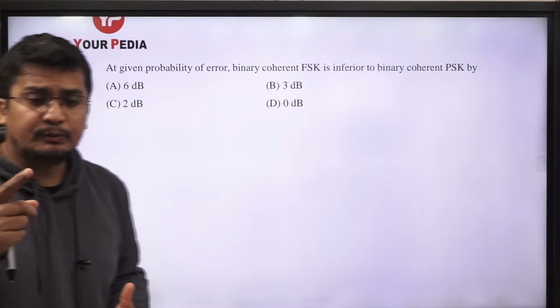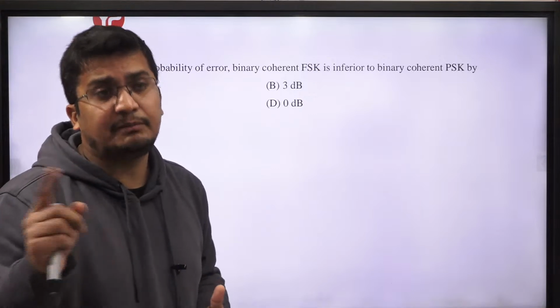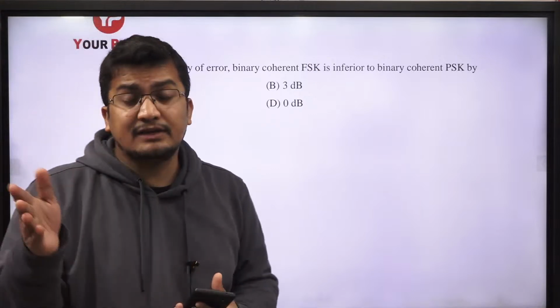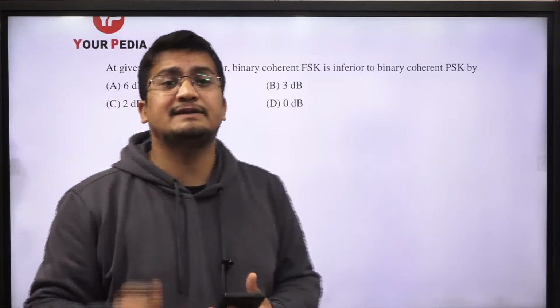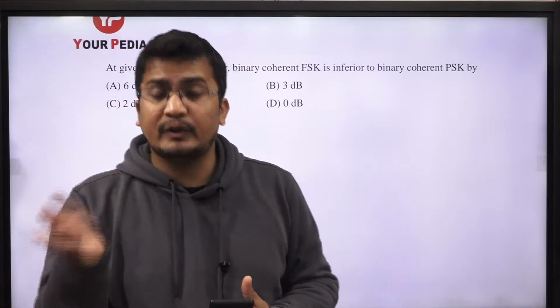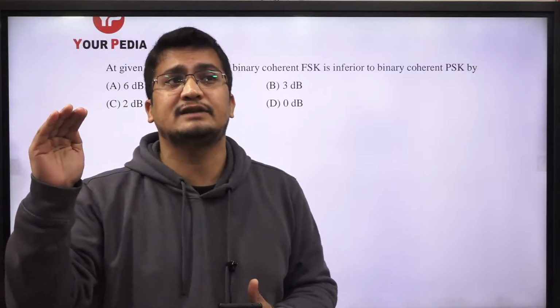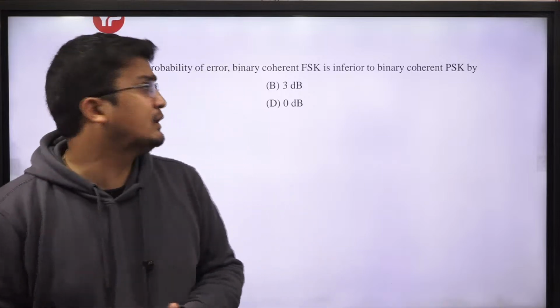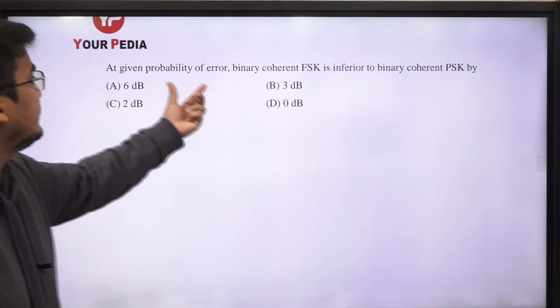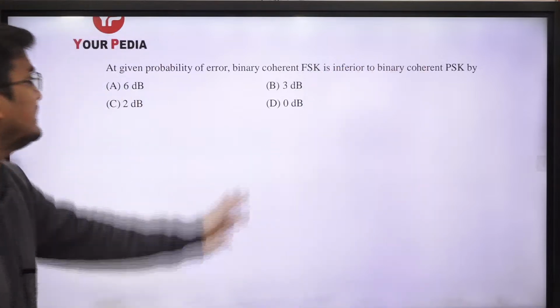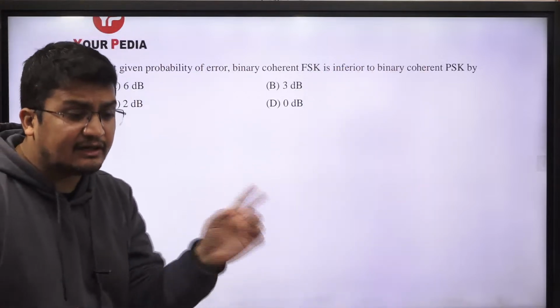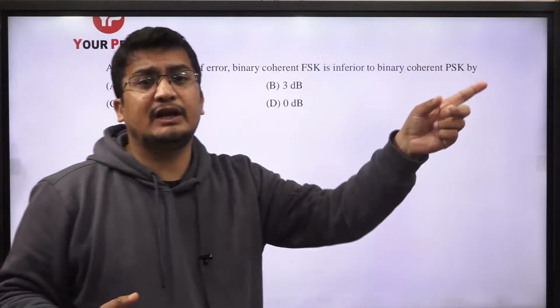Okay. So I told you people, ASK is there, FSK is there, PSK is there. See, PSK is superior to FSK by 3 dB. PSK is superior to ASK by 6 dB. FSK is superior to ASK by 3 dB. This series goes like this. I have told many shortcuts like this. Okay. So what will be the answer? At a given probability of error, binary coherent FSK is inferior to binary coherent PSK by 3 dB. He is asking in dB. If you calculate in the normal way, that will be 1 by 2.